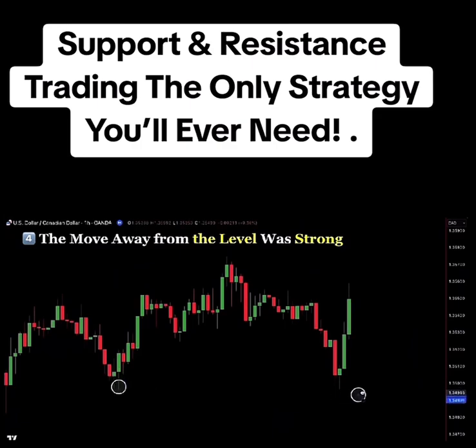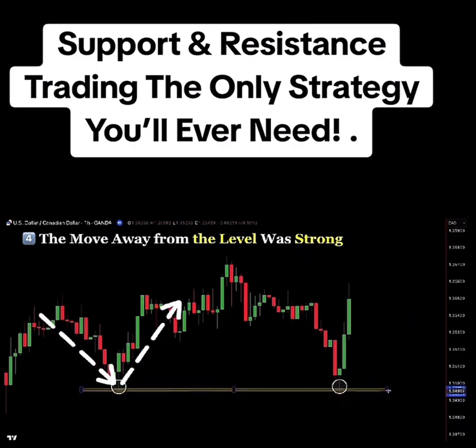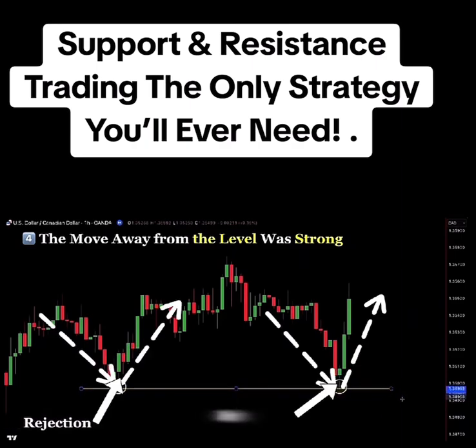Looking at the chart, we see that each time price touched this level, it moved away aggressively. The bigger the move, the more traders reacted at that level. A strong rejection confirms that buyers or sellers stepped in with force, making it a more reliable zone for future trades.